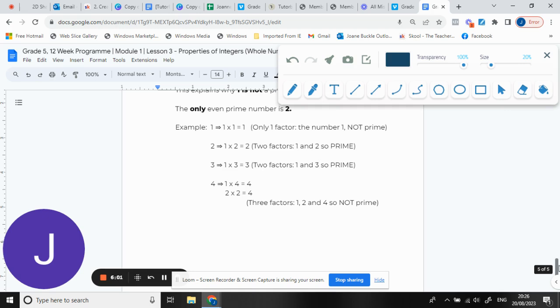So 7 is another example. 1 times 7 is 7. There's no other way of obtaining 7. Interestingly, the only even prime number is 2. And they often ask that in a question. It's often a statement that someone says. For example, Sam says that all prime numbers are odd. Is he correct? Okay, no, he's not. 2 is an even prime number, but that is the only even prime number.